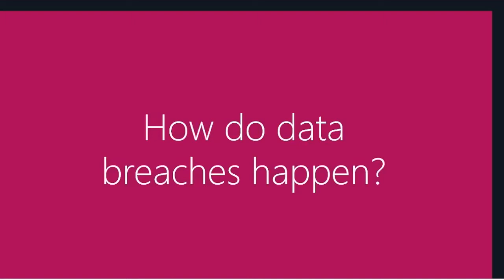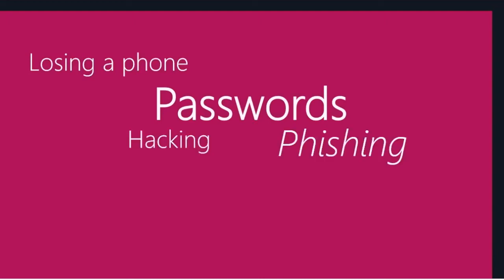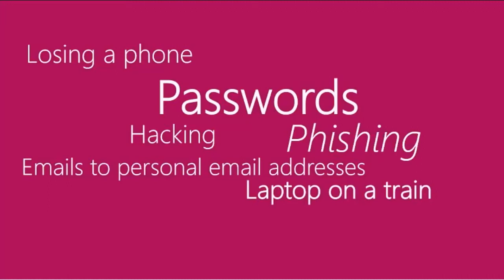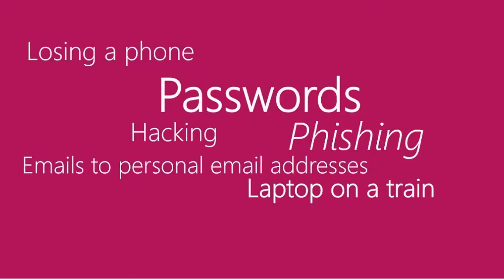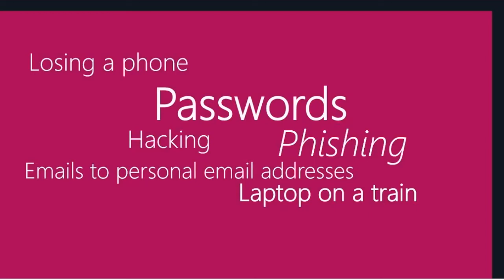So if we move on to how data breaches happen, I hope everyone's okay to stay on. Let's just think about how breaches happen. I'm going to go through some specific examples. It might be losing a phone. Again, there's a lot of data on your phone. It might be because passwords have been compromised. We've used the terms hacking and phishing. Again, if you are not aware of any of these terms that come up, we're more than happy to have a conversation offline regarding this. It could be that something slipped through emails to personal email addresses, or a laptop has been left on a train. There are lots and lots of examples. A lot of these are down to an individual user, which is interesting.